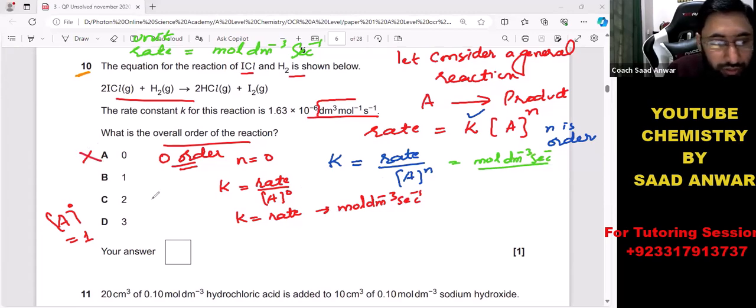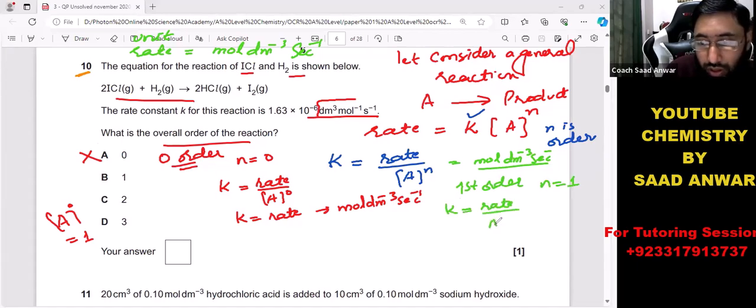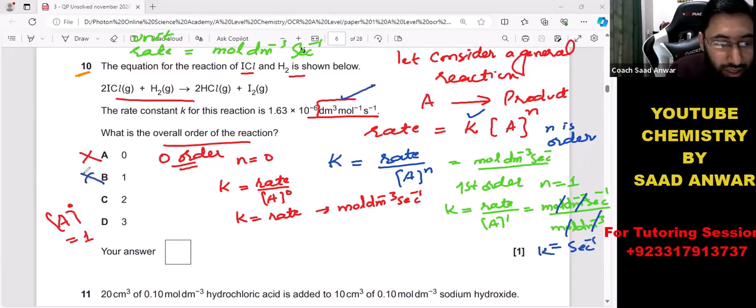Now let's try option B. Option B is first order. For first order, n is equals to 1. So the equation will be rate upon A raised to power 1. So rate is mole per cubic decimeter per second. You see this is concentration. You guys know concentration is moles per cubic decimeter. So I have to cancel out this mole with this mole, this per cubic decimeter with this per cubic decimeter. The leftover is per second. Oh no, this is not matching. This is different. So it means this cannot be the correct option.